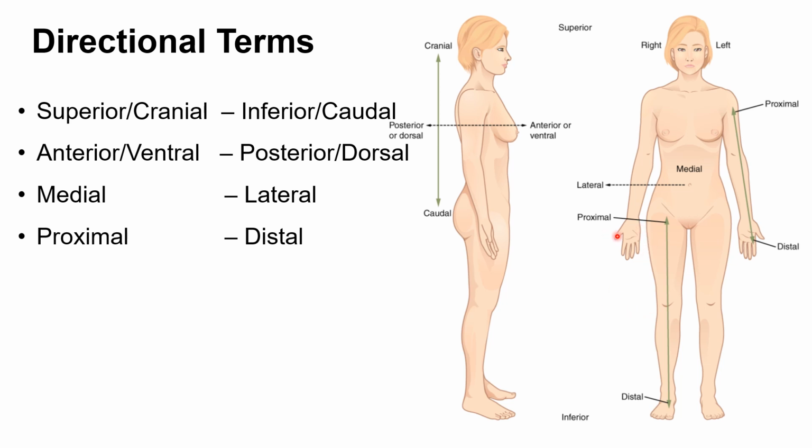The thumb is blank to the fifth digit, or the pinky finger. Well, this is where anatomical position is real important, because we know that the thumb is further to the side when the body is in anatomical position. So therefore, the thumb is lateral to the pinky finger.